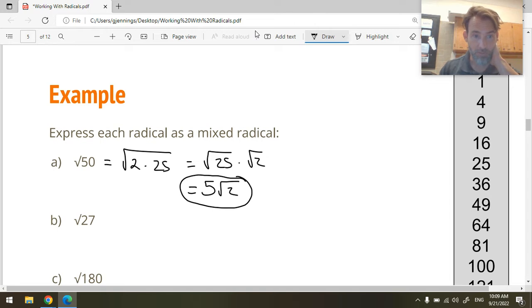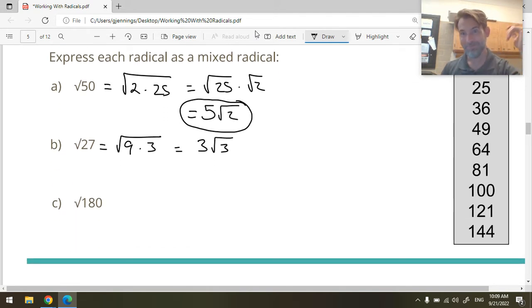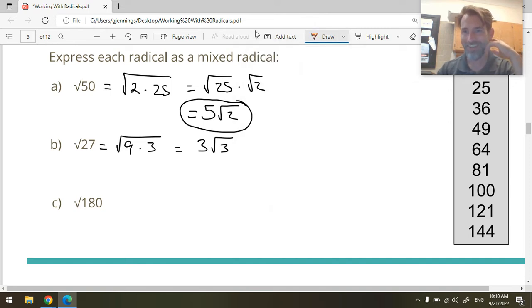Let's take a look at the square root of 27. Well, 27 could be written as 9 times 3. That's equal to 3 root 3. Okay, now let's do a slightly harder one. 180. I can't see any squares hiding in that. What square is in there? I don't know. So if you don't know, get a piece of scratch paper or do this in your head. This is great practice to do these in your head. Do a factor tree in your head.